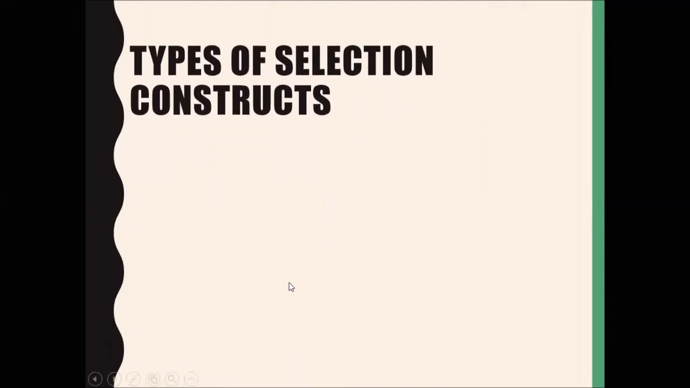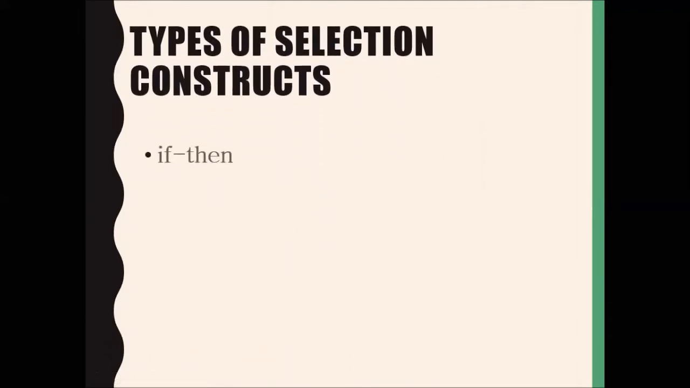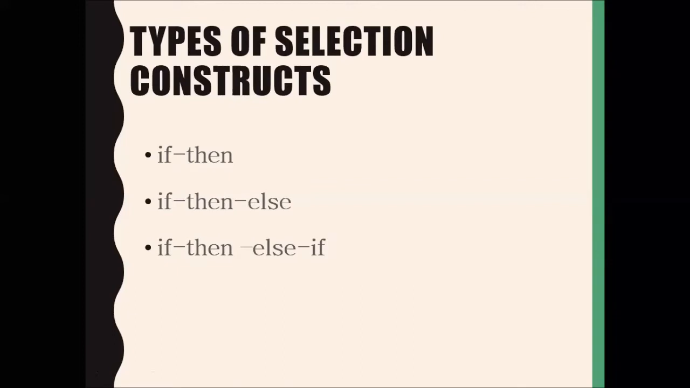So types of selection construct, and this is what I think Matthew was asking. You have if then, which we're going to look into each. So your types of selection construct: if then, if then else, and then we have the nested if. The last one is called a nested if, which means that you will have multiple if statements in the if. That probably doesn't make sense right now, but we're coming to that part. So three types of selection constructs: if then, if then else, and nested if, which is if then else if.